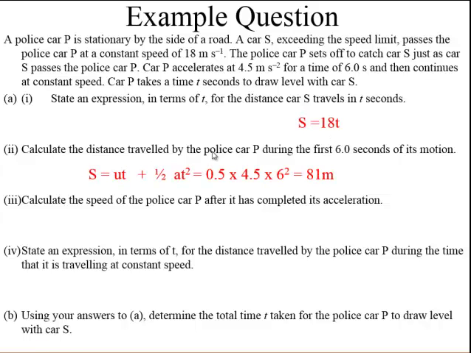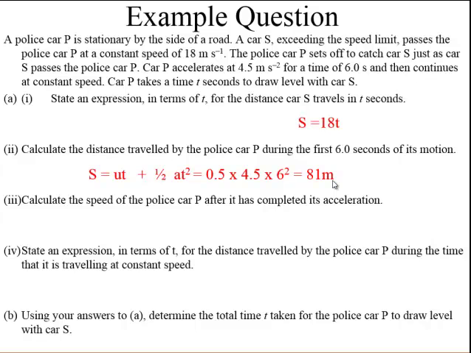Calculate the distance travelled by the police car during the first 6 seconds. Well, this is a time when I know that the initial speed or velocity is 0, so this ut cancels out straight away, giving me 0.5 times 4.5, the acceleration, multiplied by the time squared, which was 6 squared, which gives me 81 meters. That's the displacement, the distance travelled in the first 6 seconds with a constant acceleration.